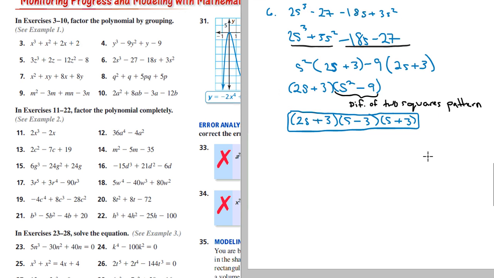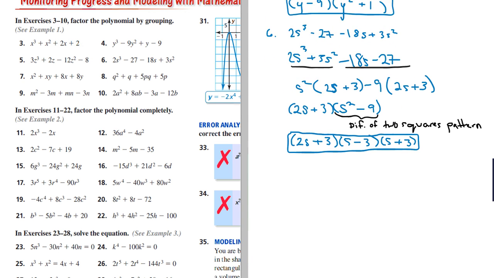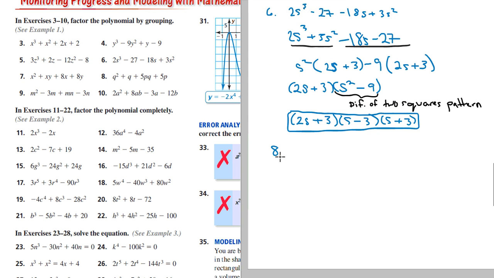All right, the last one in this little section is number 8, I believe. 4 through 8 evens, yep, number 8. On number 8, we've got q squared plus q plus 5pq plus 5p. All right, so again, is this in standard form? Well, we have a degree 2, degree 1, degree 2, degree 1. So this is not in standard form yet.